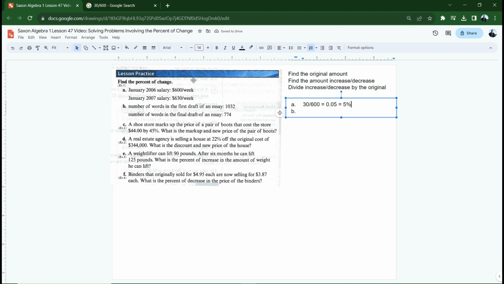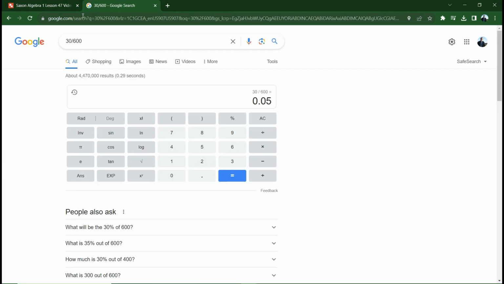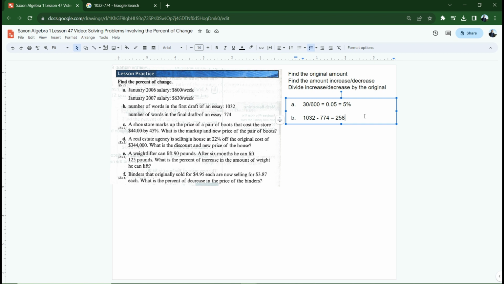Letter B. In letter B, the number of words in a first draft and then in a final essay. Well, let's see. That's a decrease. So the original amount is 1,032. The final amount is 774. And I'm going to need to do the math to figure out the difference between these two. It's almost 250, right? Because if I add 250 to 774, that gives me 1024. It's 8 more than 250, so 258 is going to be my difference. Now, if you don't want to do that in your head, you can use a calculator. I'll use Google as my calculator to check my work. 1032 minus 774. Let's see if I got this right. 258. There we go. That's my difference.